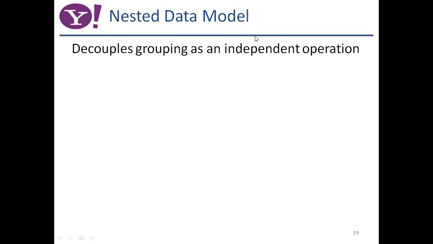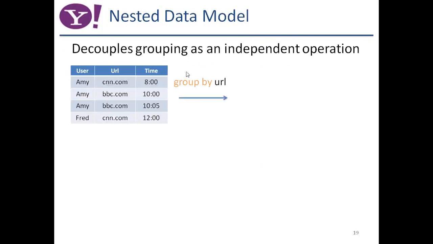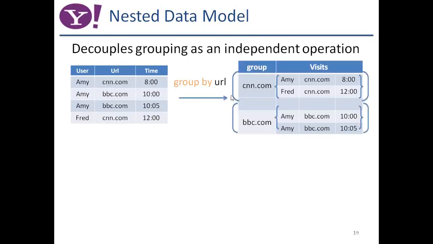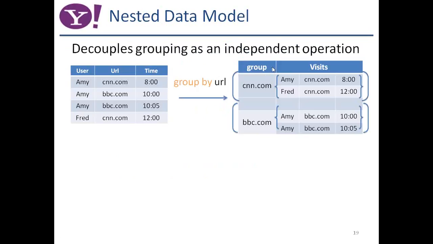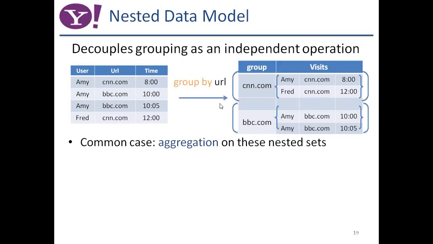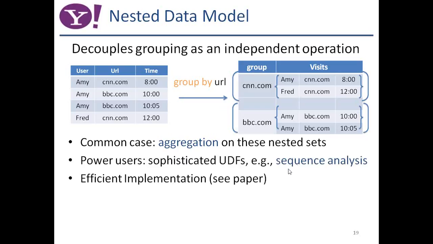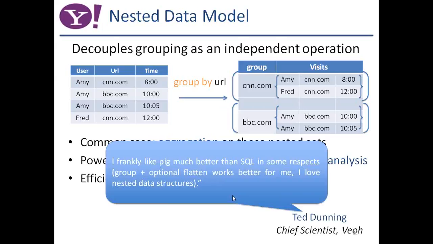Okay, and grouping is an independent operation. We have seen that when you specify group by URL, you are directly specifying this is the group and these are the widgets. This is what is called a nested bag. I told you it specifies something called a fully nestable data model. You can also perform aggregations on these nested sets. Sequential analysis you can do, and efficient implementation, right?